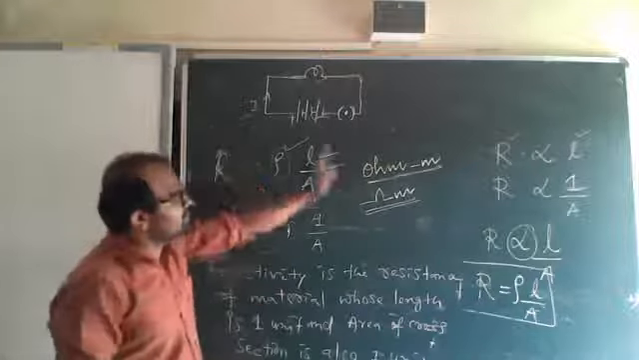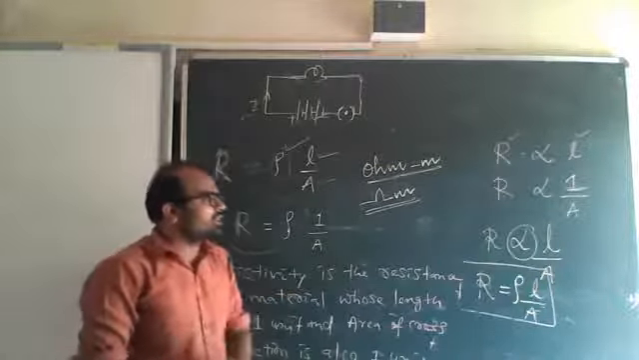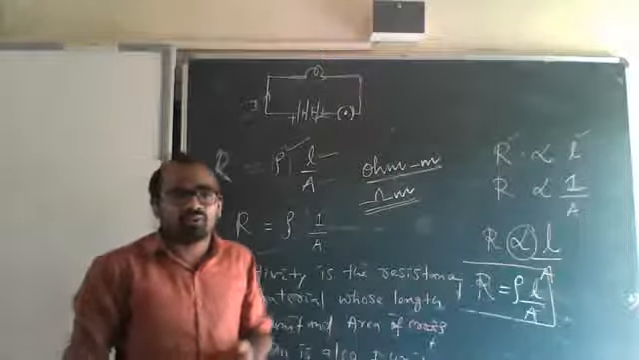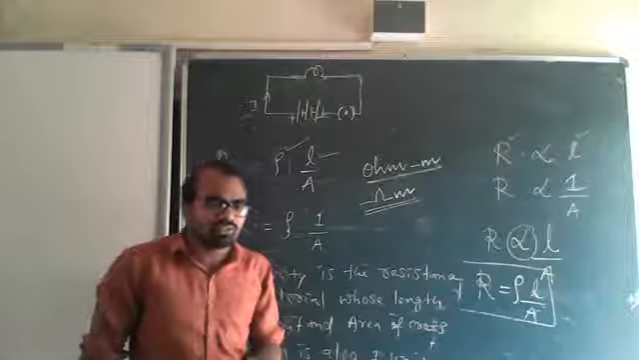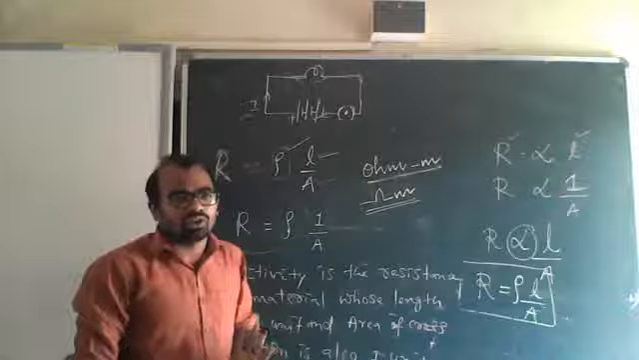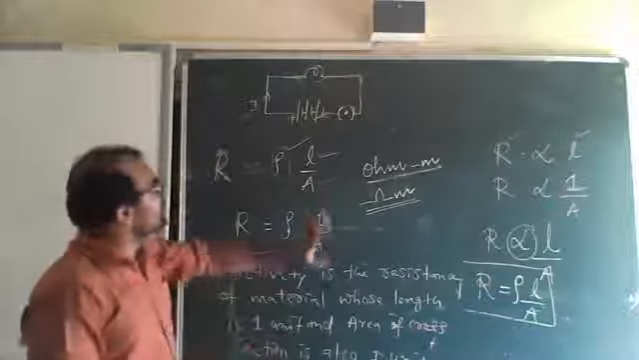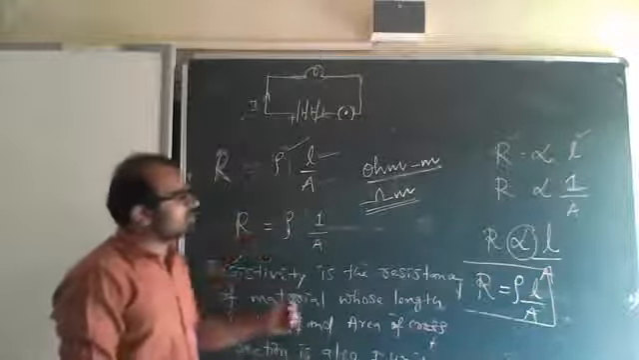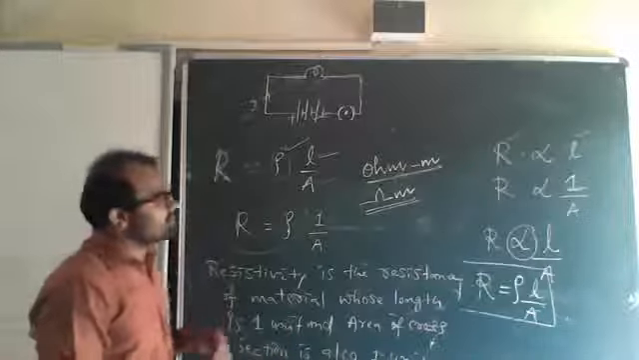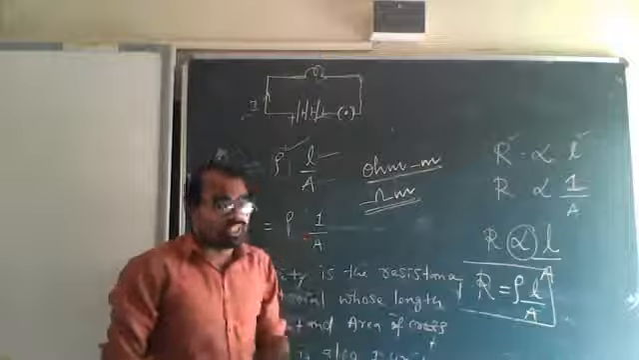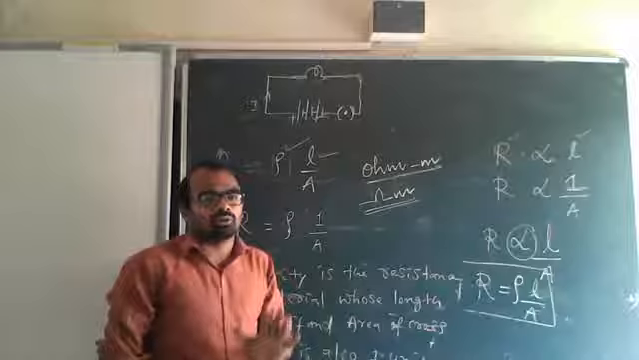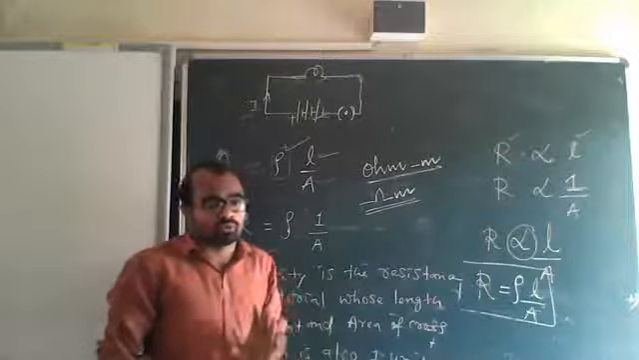So this is regarding the total class. We learned what is resistance, the factors on which resistance depends, and what is resistivity. SI unit of resistance is ohm. SI unit of resistivity is ohm meter. You have to remember all these things, and Ohm's law also you have to remember.